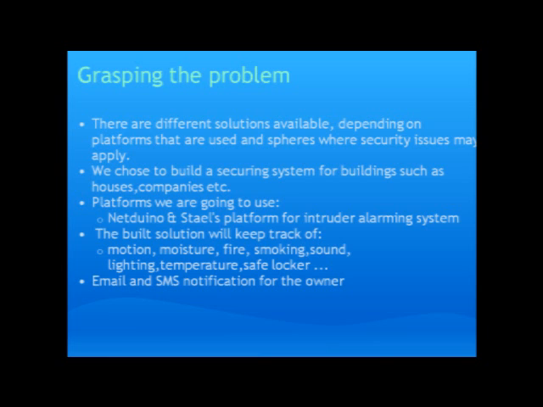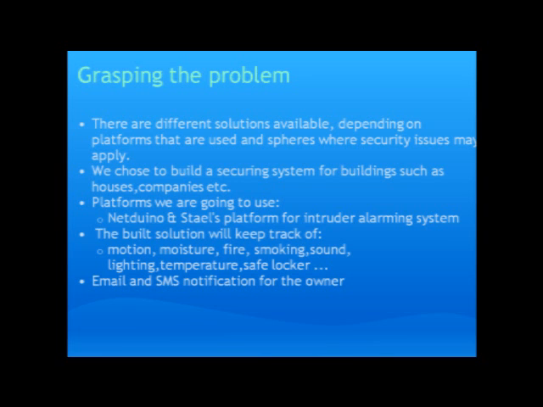The built solution will be able to perform different actions. For instance, the motion detector sensor will detect motions within the place under surveillance. Moisture detectors will turn on the alarm if water is detected within a certain place, and so on. The additional feature will be the way we will inform the owner, which is through an SMS or email anywhere and anytime.